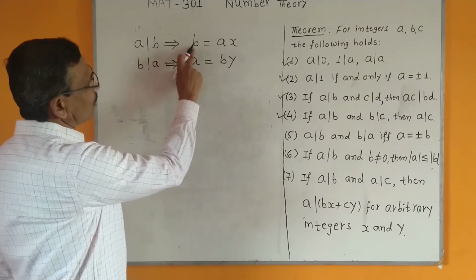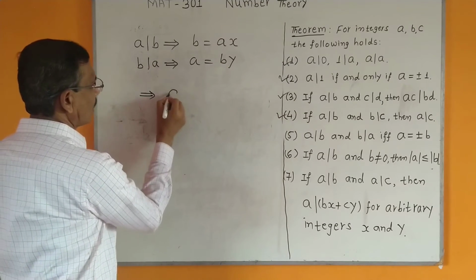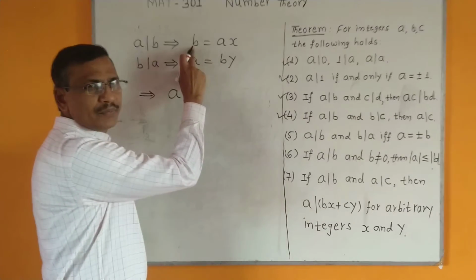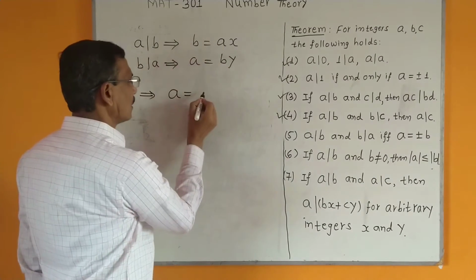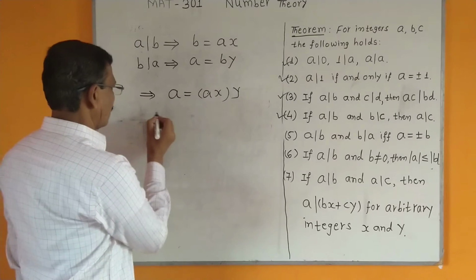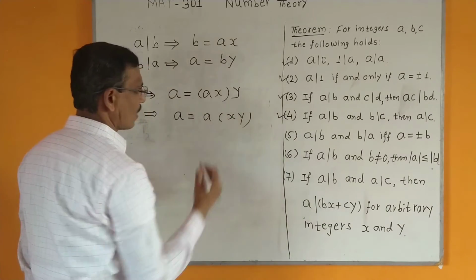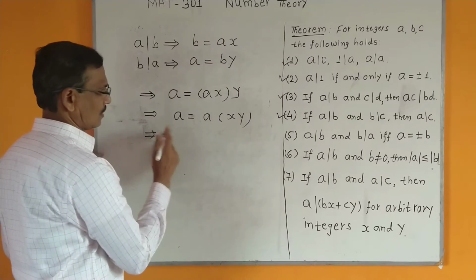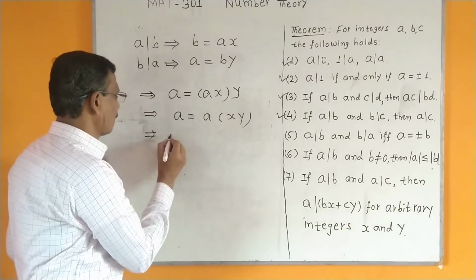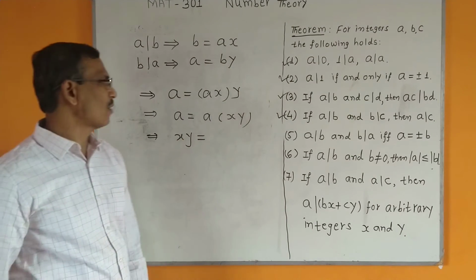Now from 1 again we shall put the value of B in 2. Then what do we get? From 1 and 2 we have A is equal to B y. But what is B? B is A x. Put the value of B here: A x y. This implies A is equal to A x y, and this implies A is equal to A times some integer. This A is the same. That means this implies x y. What is the value of x y?